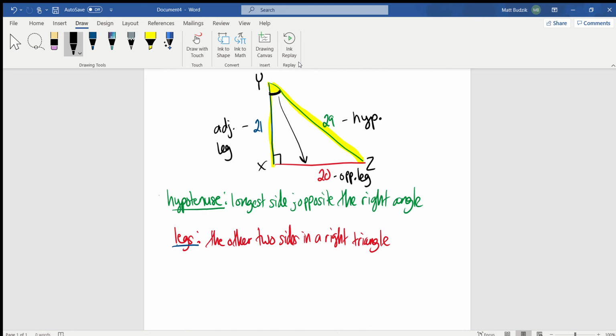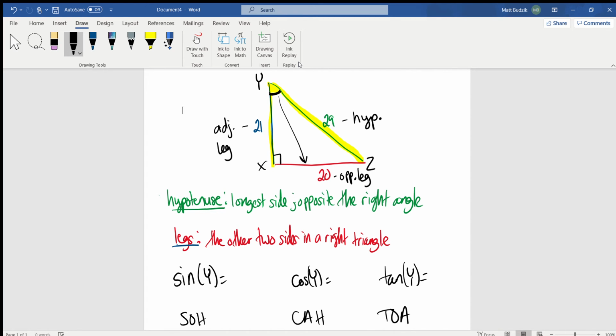So let's say now I asked, what's the sine of Y? What's the cosine of Y? And then what's the tangent of Y? So remember, best little trick, SOHCAHTOA. So my sine is my opposite leg over my hypotenuse. In this case, my sine of Y is 20 over 29.